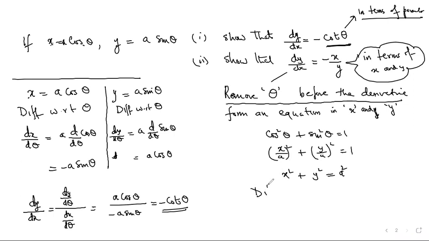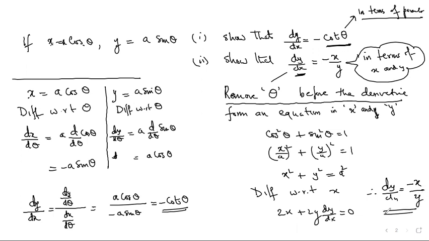Now you will differentiate with respect to x. Why? Because you want dy by dx. So 2x plus 2y dy by dx equal to 0. Therefore, dy by dx, transferred to the left, is minus 2x upon 2y. So you get your answer.